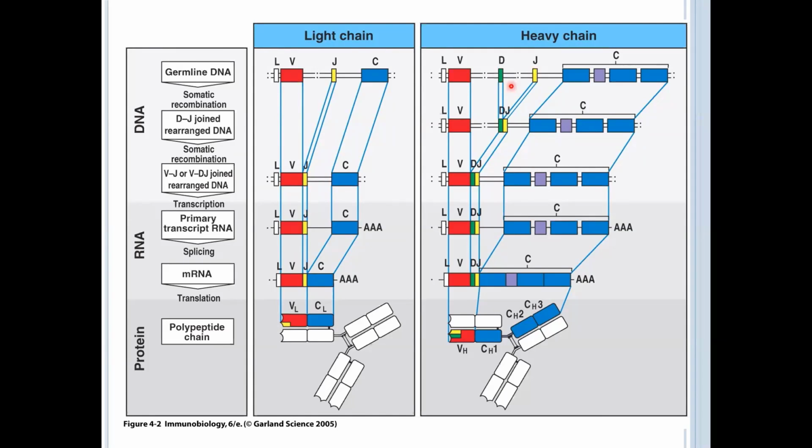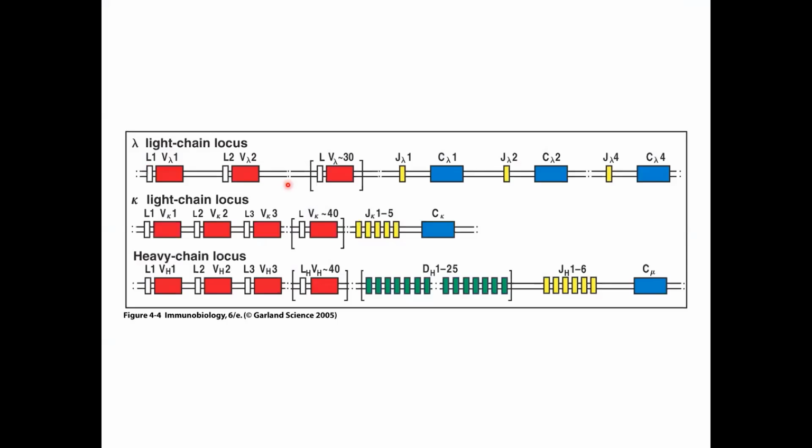And when the B cell receptor is getting made, I'm going to actually show you here how many different V genes there are, and how many different J genes there are, and how many different D genes there are.